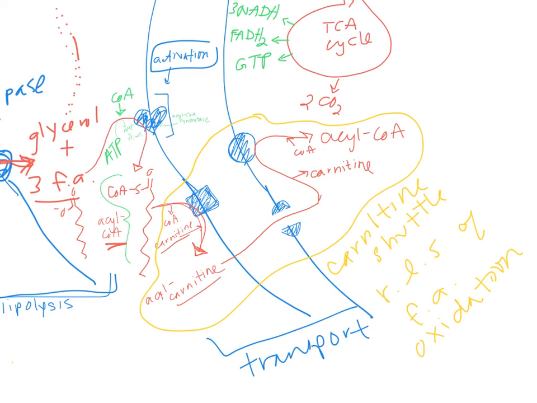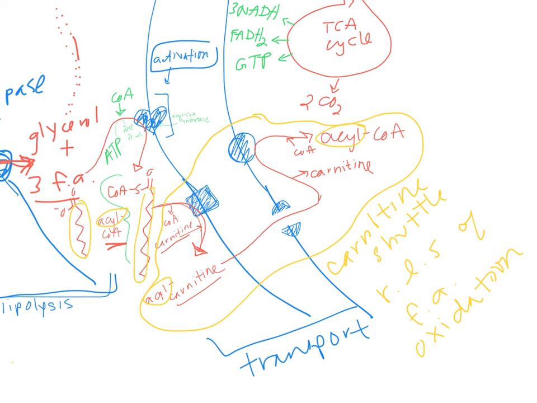So if you'll notice, this acyl group is this acyl group. Acyl is this acyl group. Is this acyl group. So we've got the carbons moving from the cytosol into the matrix. And the carnitine shuttle is the rate limiting step.